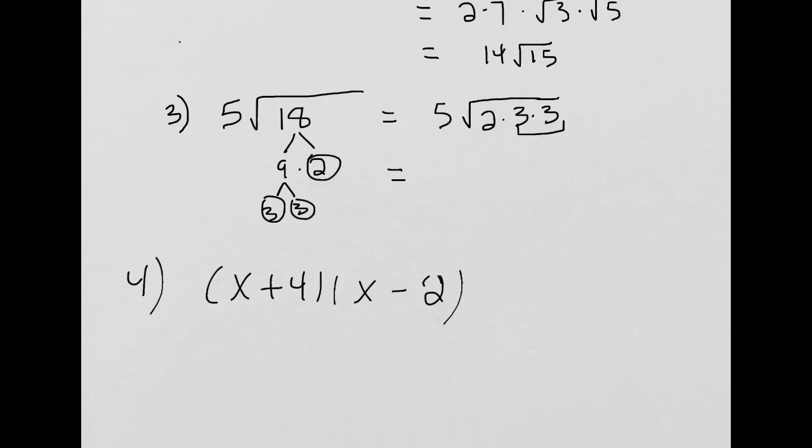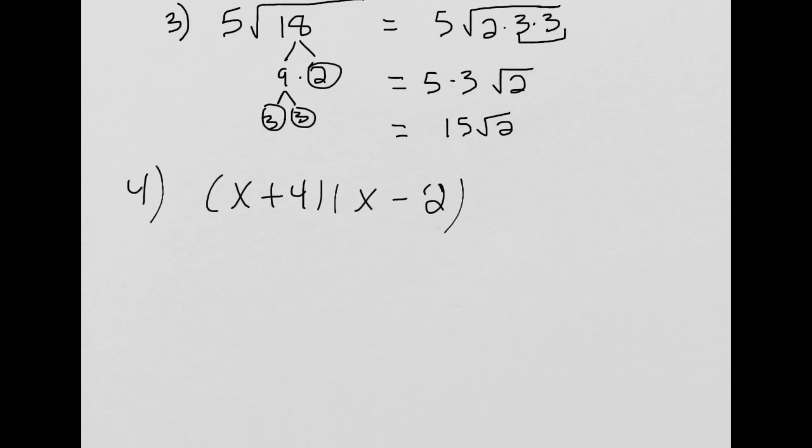And when I pull one out, I end up with, well, the 5 is going to stay in front, and then I'm going to pull that 3 out. So I get 5 times 3. And then what's left underneath my square root is just the 2. Because again, I couldn't do anything with that. So then what I'm left with is 5 times 3 is 15 times the square root of 2. And that's as far as I can go.